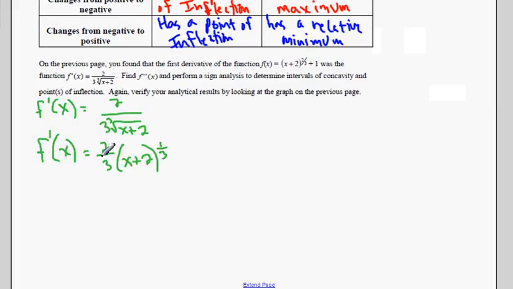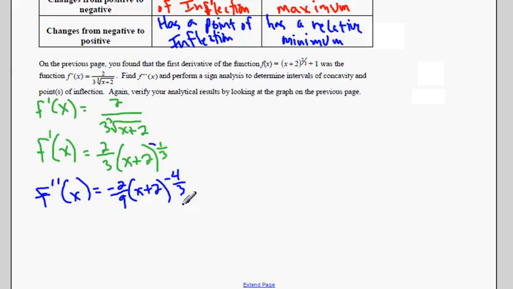Okay, so the first thing is to rewrite this as a polynomial. So the second derivative is equal to, so 1/3 times 2/3, oops, I forgot, that's going to be negative 1/3. So negative 1/3 times 2/3 is going to be negative 2/9. The chain rule tells me to do x plus 2. Subtract 1 from negative 1/3 puts me at negative 4/3, times the derivative of what's inside, which is just going to be 1.